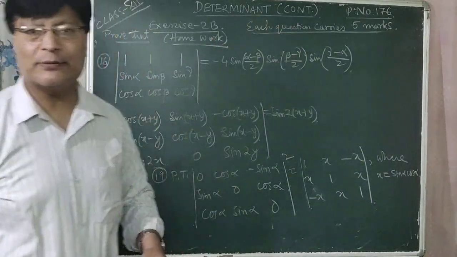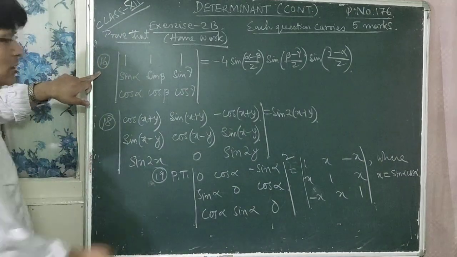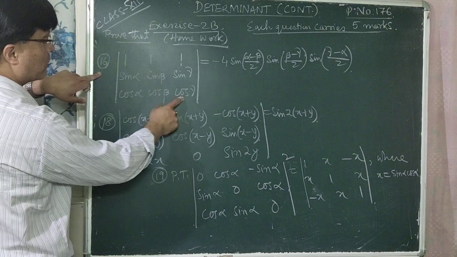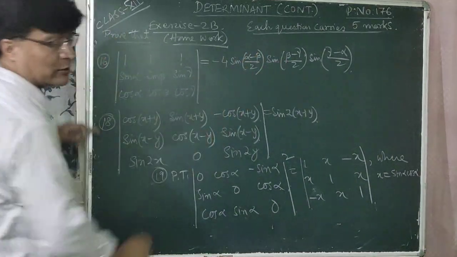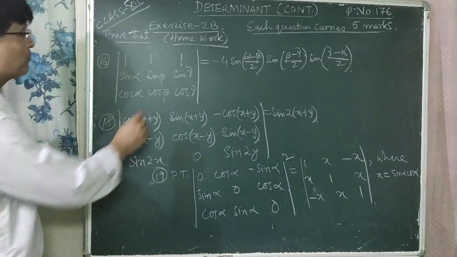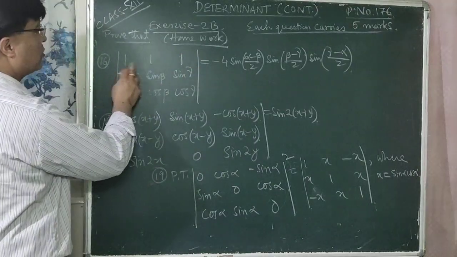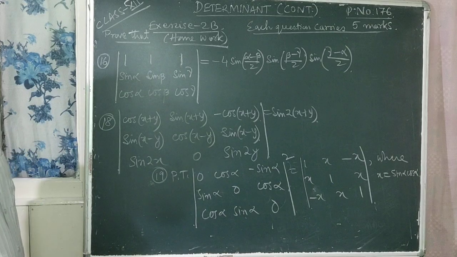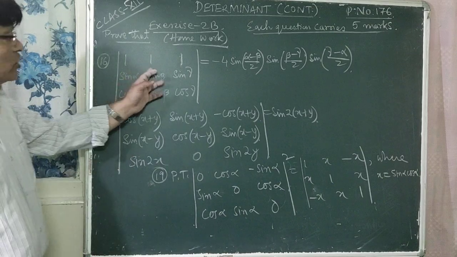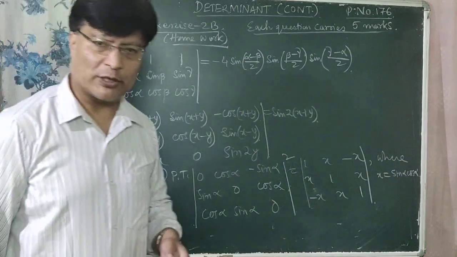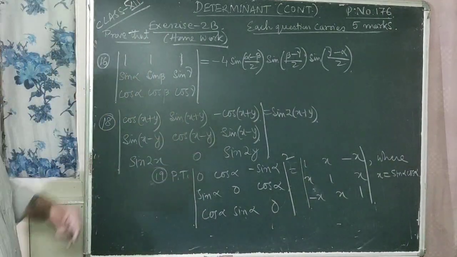Determinant, page number 176. Question number 16 is the determinant 1, 1, 1, sin alpha, sin beta, sin gamma, cos alpha, cos beta, cos gamma, and you have to prove this result. You can make any two of these ones 0 by using the property C1 dash is equal to C1 minus C2 and C2 dash is equal to C2 minus C3. Then you have to use the formula from trigonometry. So you can do it.